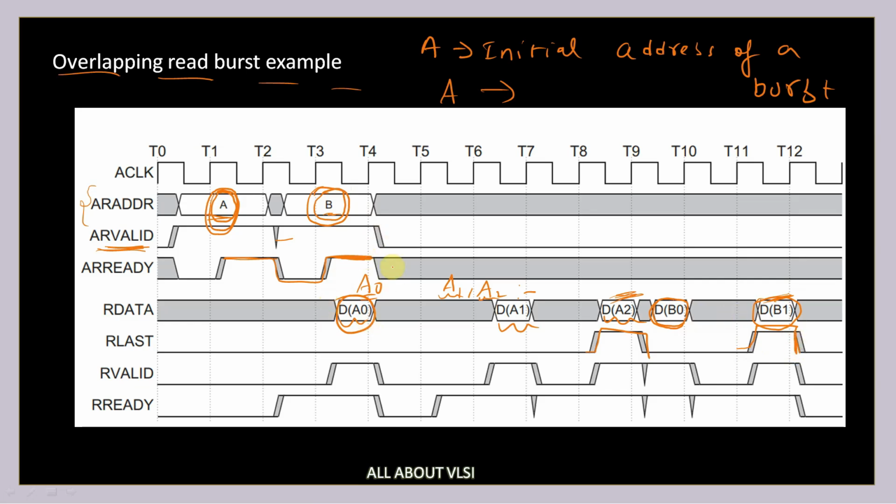Now in every case, whenever the slave sends data to the master, it asserts the R valid signal, so that the master will come to know that whatever data the slave has sent is valid data. And the master also asserts the ready signal to indicate its readiness and the completion of the transaction.